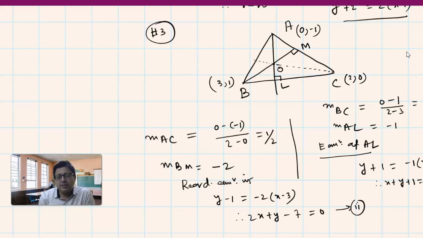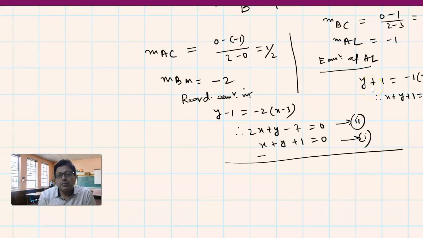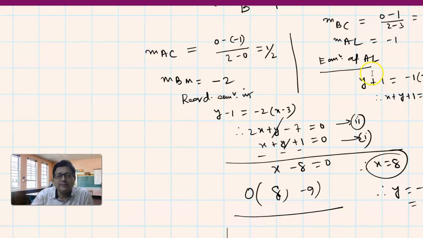This is equation number 2. x plus y plus 1 equal to 0 is number 1. Subtract 1 from 2. So this is going to be x minus 8 equal to 0. x is 8. What about y? You can find it easily, that is minus x minus 1, so minus 9. So the orthocenter is going to be (8, minus 9). The one-point formula helps for this kind of sums also.